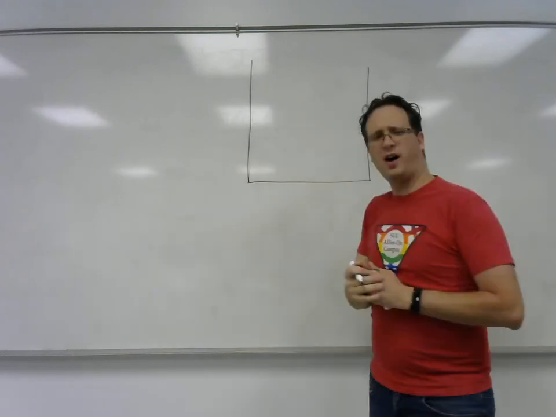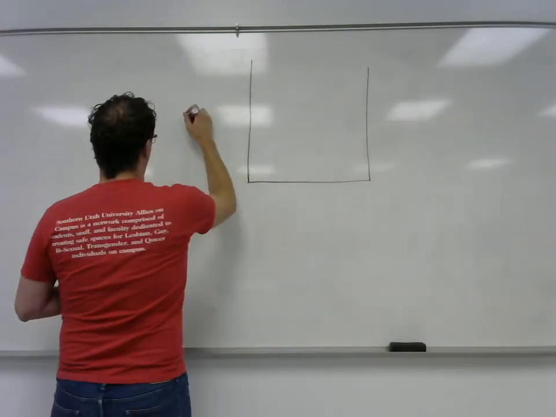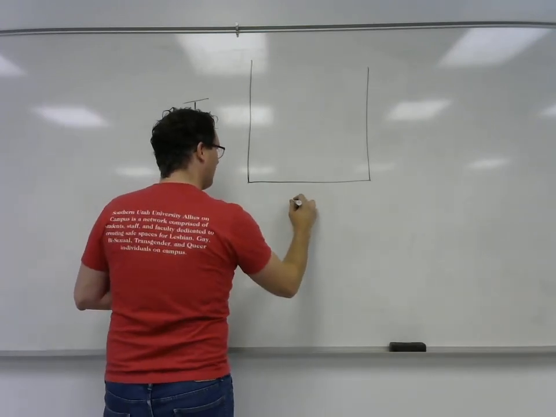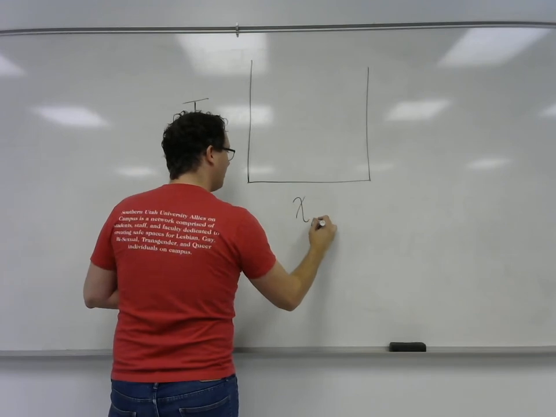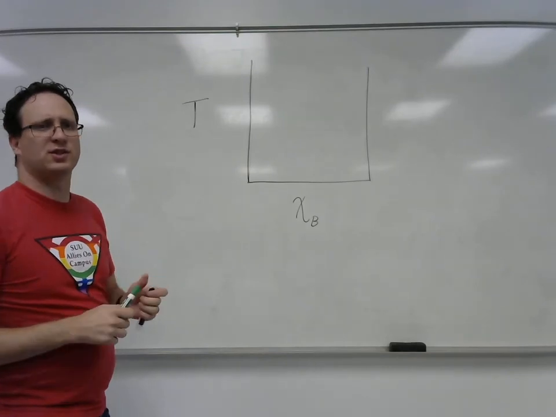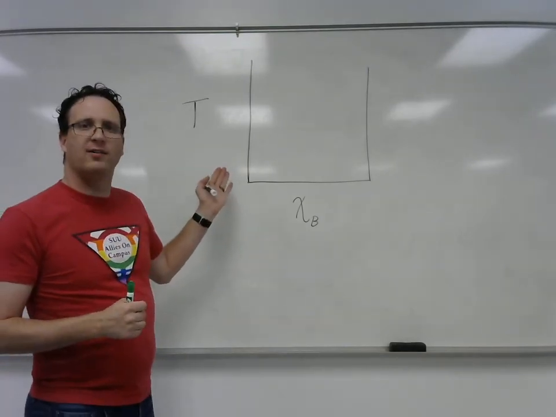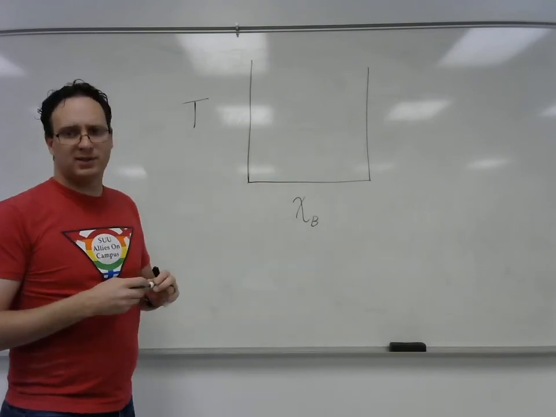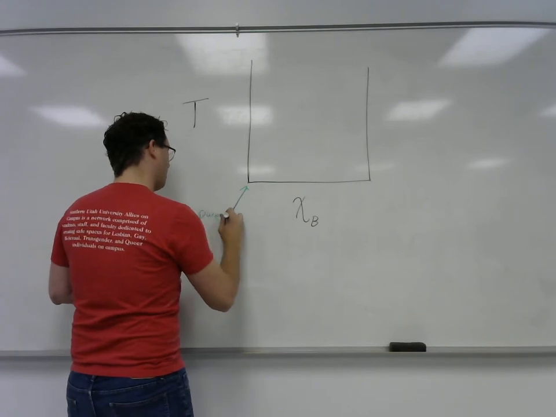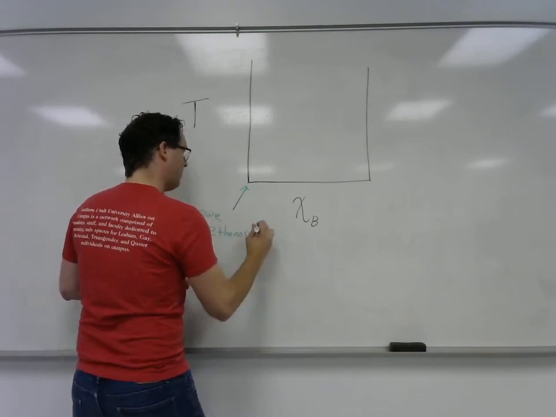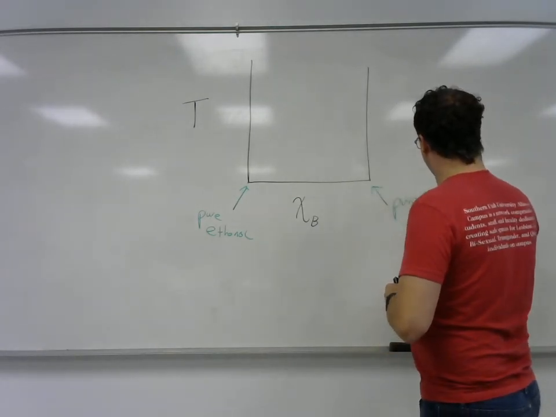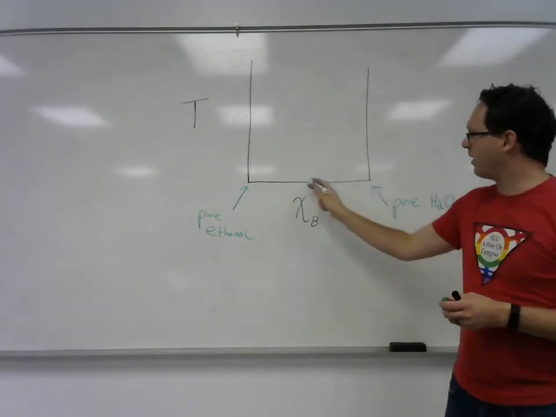Okay, so we can draw a graph like this where the y-axis is the temperature, and then the x-axis is going to be the mole fraction of one of the 2 components in a mixture. So let's suppose we're making a graph of ethanol mixed with water. Over here we would have pure ethanol. Over here you would have pure water. And then everywhere in the middle is some ratio.